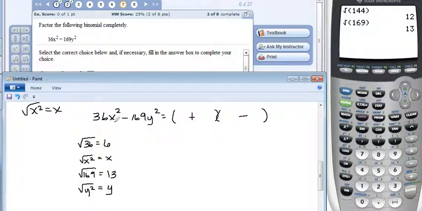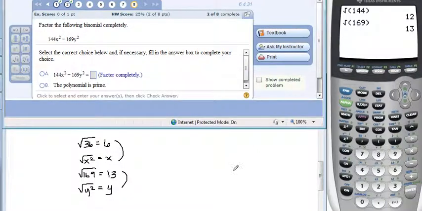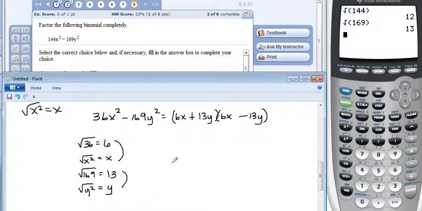So my front 2, which are these 2, go in the front. 6x, 6x. And the back 2 go in the back. 13y, 13y. Done. Right? And that is almost exactly the same as this one, except that this will be a 12, right? It'll be a 12x plus 13y, 12x minus 13y.